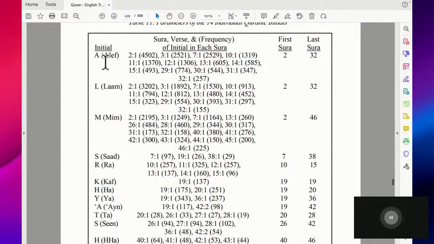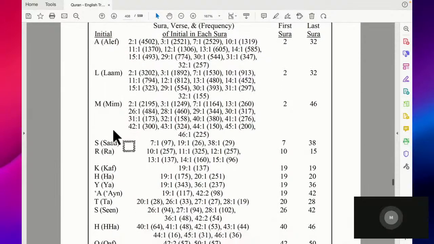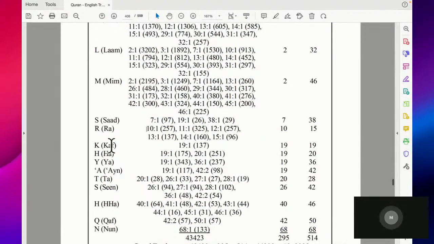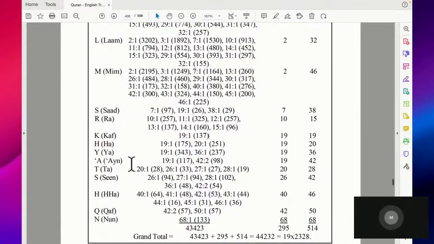Now, if you look at ALM, we have already talked about it. If you look at Sod, you see that the first place that it has occurred is Surah 7, verse 1, and there are 97 Sod in that surah, and previously we have talked about it. We have Ra, we have Kaf. For example, Kaf, the first place that it has occurred is Surah 19, verse 1, and there are about 137 Kaf in that surah. Ha, Ya, Ain.